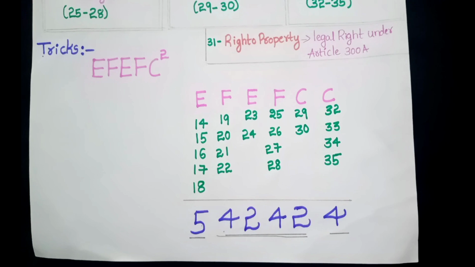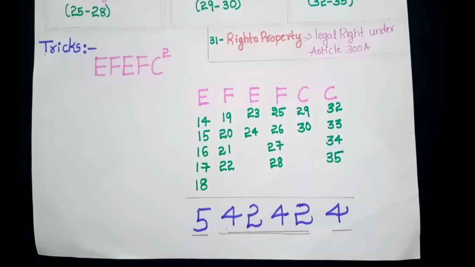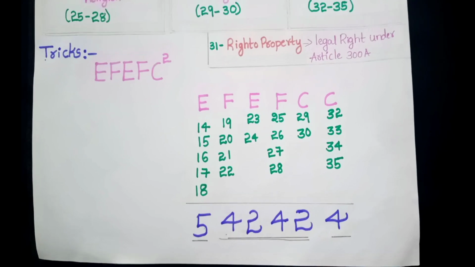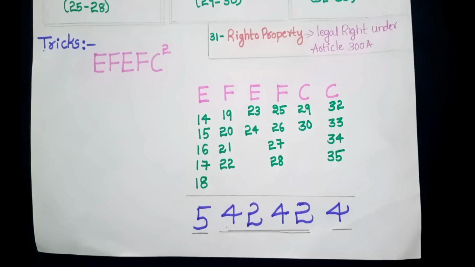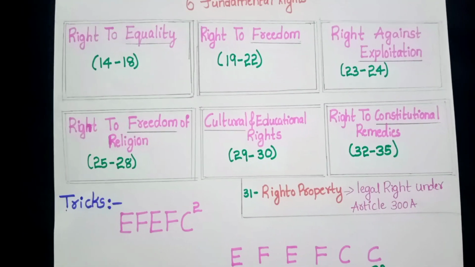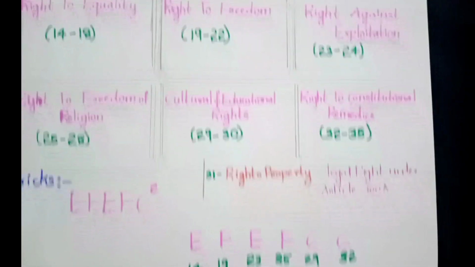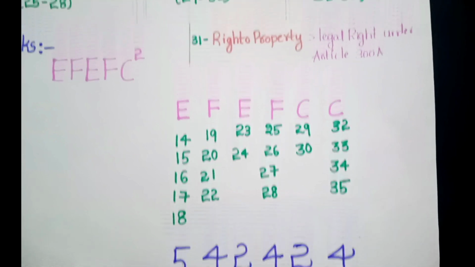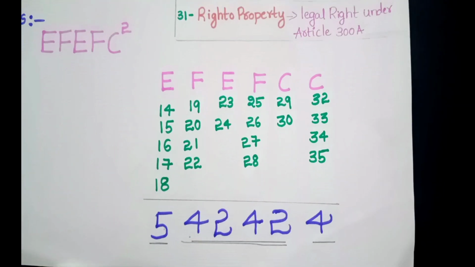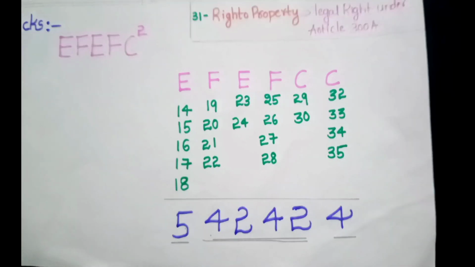Guys, from an exam point of view, it is very important to learn in order, and also to learn how many articles and which articles come under what rights. So I made a trick to remember all the articles. E stands for right to equality. How many articles? 14 to 18, so 5 articles. In right to freedom, 19 to 22, how many articles? 4 articles. In right against exploitation, 23 to 24, how many articles? 2 articles. And in right to freedom of religion, we have only 4 articles.